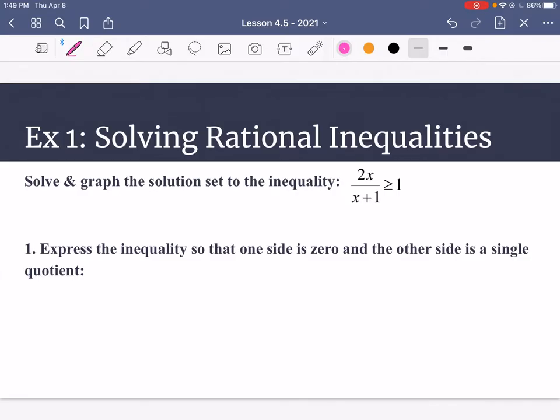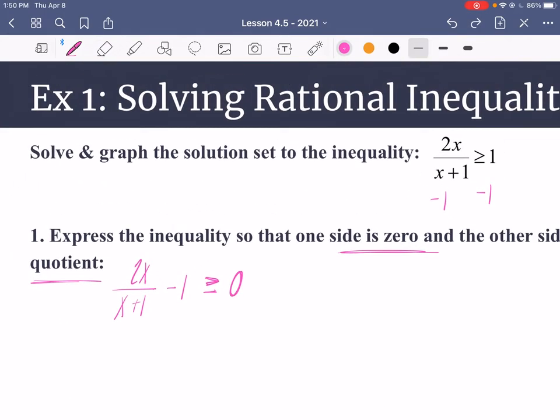So step number 1, same thing here. We're going to have to express the inequality so that one side is 0 and the other side is a single quotient. So here I would want to subtract 1 from both sides. And then this is going to be a little bit more challenging because I'm going to have to combine the fraction. So I have 2x over x plus 1 minus 1 is greater than or equal to 0. Now, this obviously is what I want. I want 0 on one side, but I need to combine these.